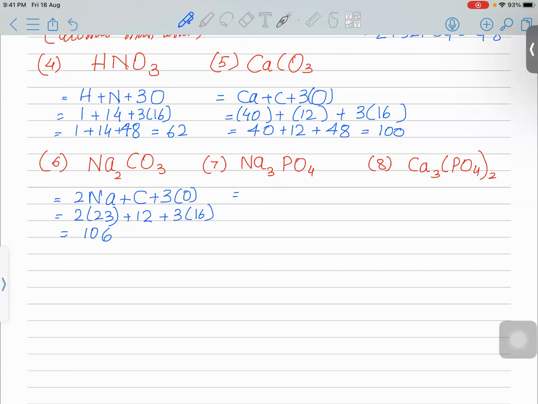How can, yes, tell me. This one will be 3Na plus P plus 4 times O. Sodium is 23. Phosphorus is 30.974, so that will be 31. Oxygen is 16. Now tell me the answer.